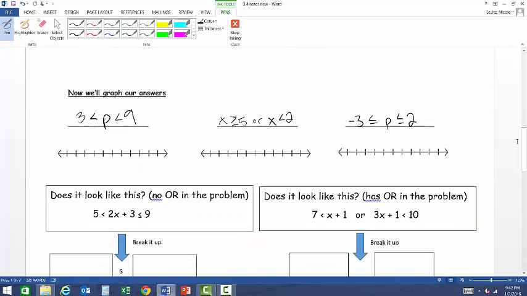And we're going to graph our answers just like we did before. Open circles because there's no underline, and we shade in between. We're going to graph these one at a time because of the word or. Closed circle at 5 because of this underline, going to the right. 2 will get an open circle, there's no underline, and we'll go to the left.